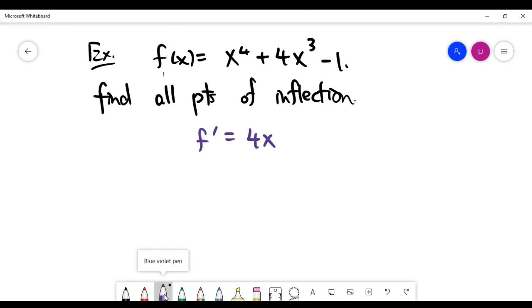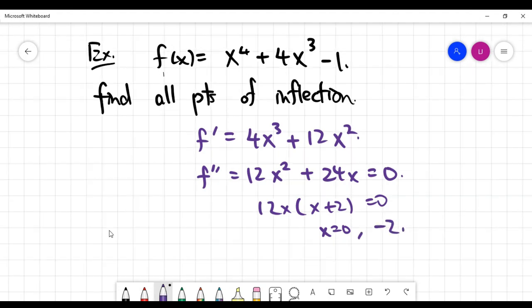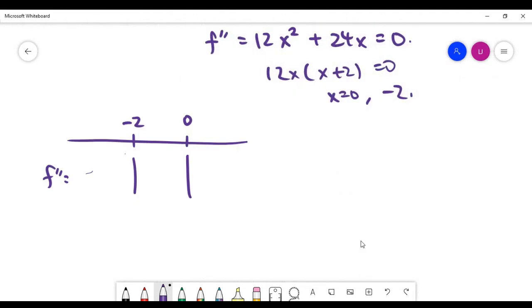f prime is 4x cubed plus 12x squared. Accordingly, f double prime is 12x squared plus 24x. To draw the sign table of f double prime, we need to set it to 0 and solve. We can solve it quite quickly: x is 0 or minus 2. Then let's look at the sign table for this function. You are free to pick points in each interval. We just need to check the sign of the f double prime.